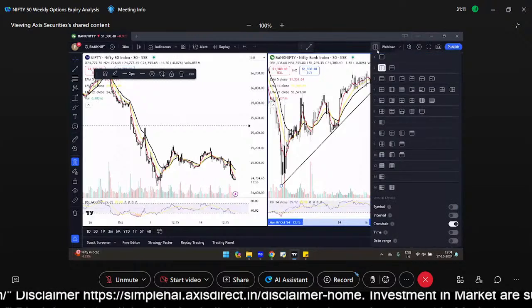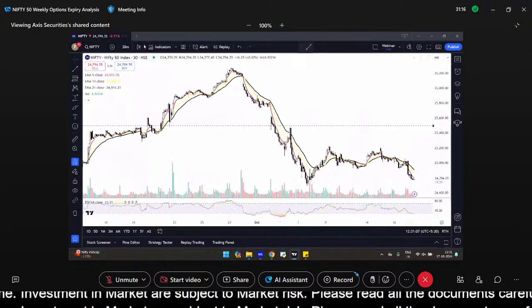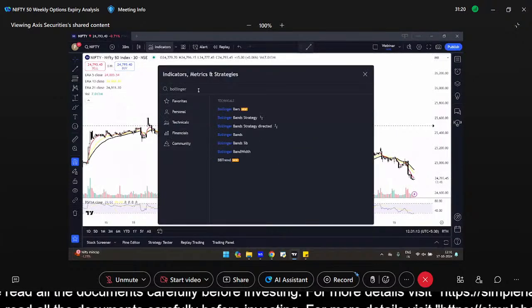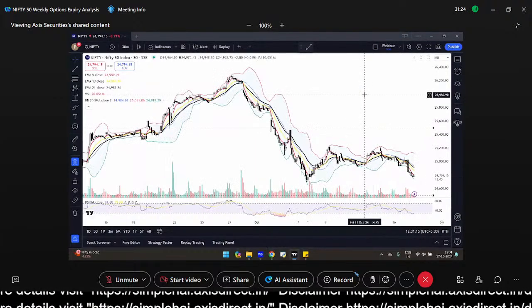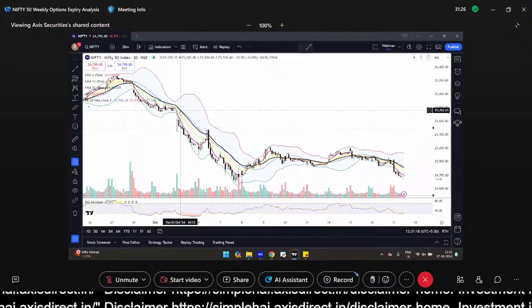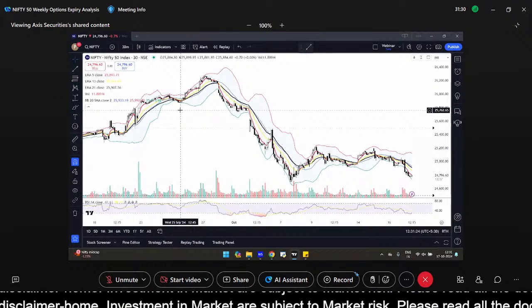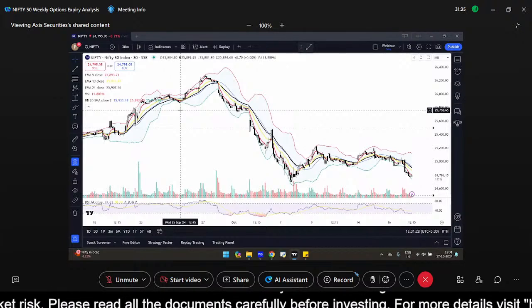Okay, so what I'll do is I'll switch over to Nifty and, going into indicators, I'll just apply Bollinger Bands. So today also looks like a slightly sideways trend, looking at the Bollinger Bands, because the lower band is again getting expanded, and the Nifty 50 is showcasing this particular trend.